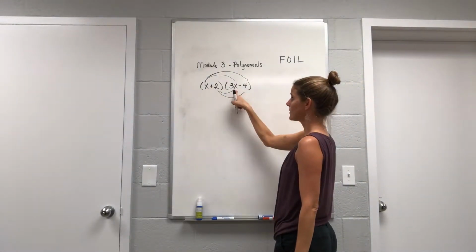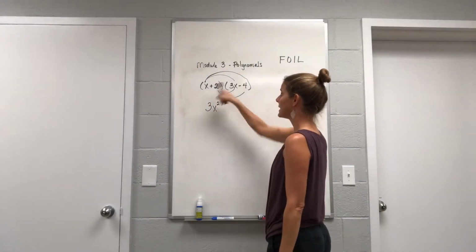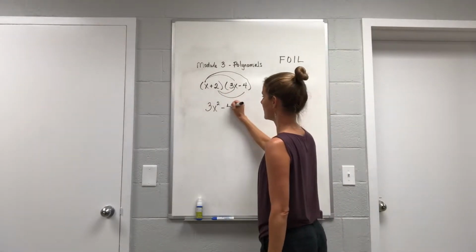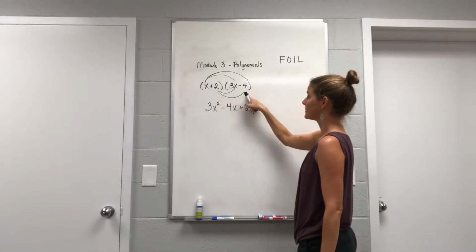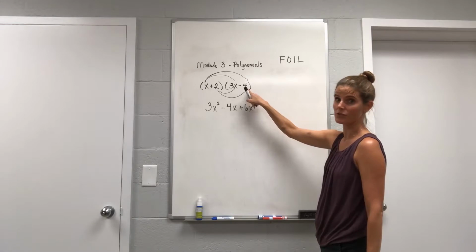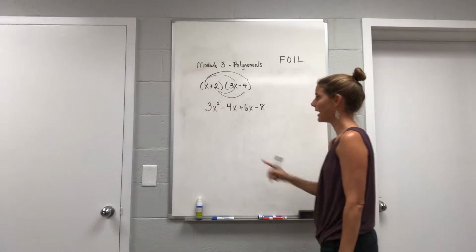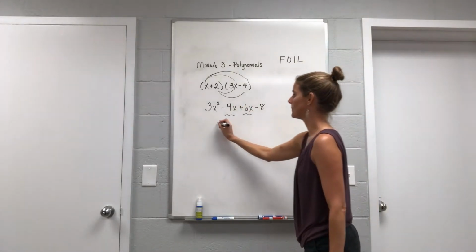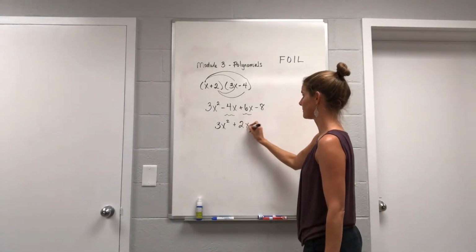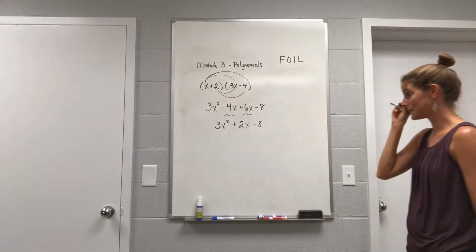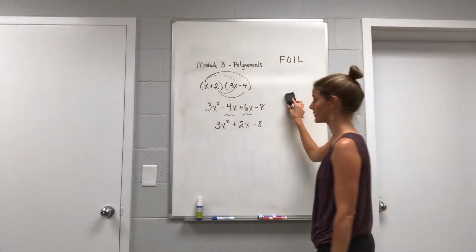So first, the x times the 3x. This is multiplication, so I'm going to get 3x squared. X times x is x squared. X times negative 4 is going to be negative 4x. 2 times 3x is 6x. And then 2 times a negative 4, again, like with the addition, the negative stays with that 4. So 2 times negative 4 gives me negative 8. And then I have some like terms that I can combine here. So 3x squared plus negative 4x and 6x is 2x, and then minus 8. And that is the answer to that problem. So I've multiplied, and that's it, once you combine the like terms.